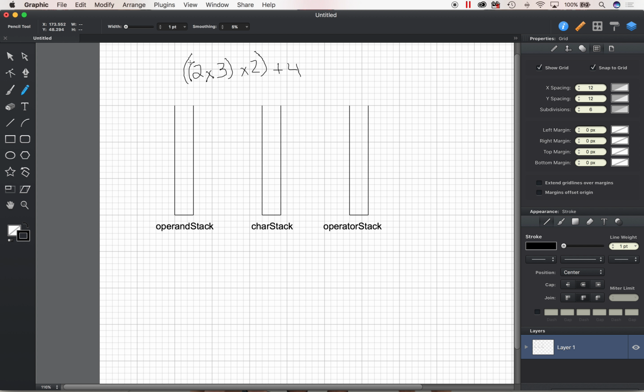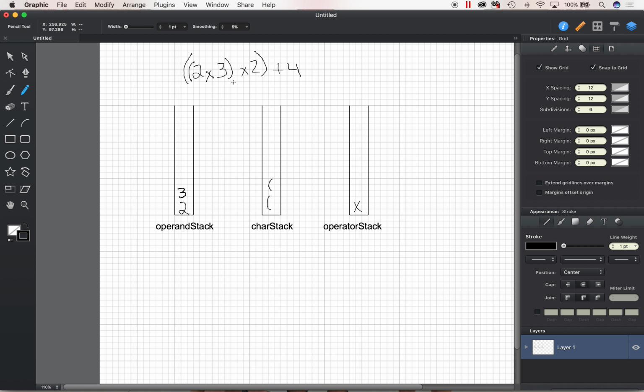So I'm going to take this parentheses and push it onto the character stack. Next character is a parentheses. I'll push that into the character stack. Then I have a number 2, so that goes into the operand stack. Then I have a multiplication symbol right here, so we'll put that into the operator stack. Then I have a number 3, that's an operand.